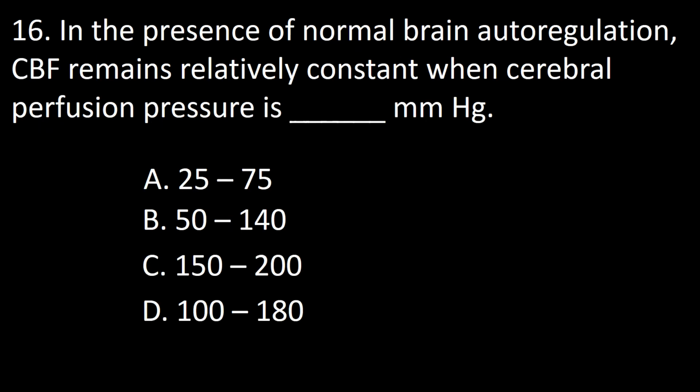Next question. In the presence of normal brain autoregulation, cerebral blood flow remains relatively constant when the cerebral perfusion pressure is dash millimeters of mercury. A. 25 to 75, B. 50 to 140, C. 150 to 200, D. 100 to 180.